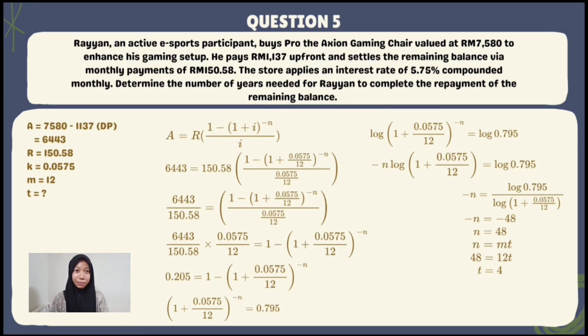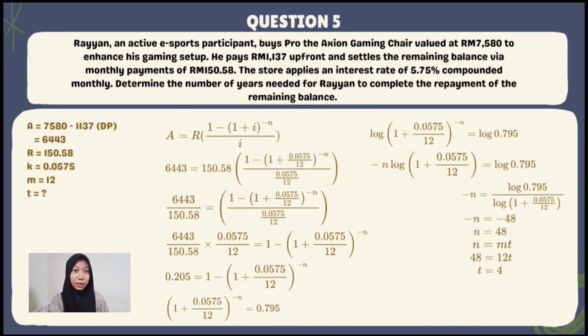Hi, in my part, I will explain question 5, annuity. Let's start. Now, let's highlight the keywords. To find A, which is the present value, you have to take the cash price 7580 minus your down payment 1137 and you will get 6443. Next, you can determine R, which is the periodic payment, equals 150.58. K, which is the nominal rate, equals 0.0575, while M, which is the number of times interest is calculated in a year, equals 12.